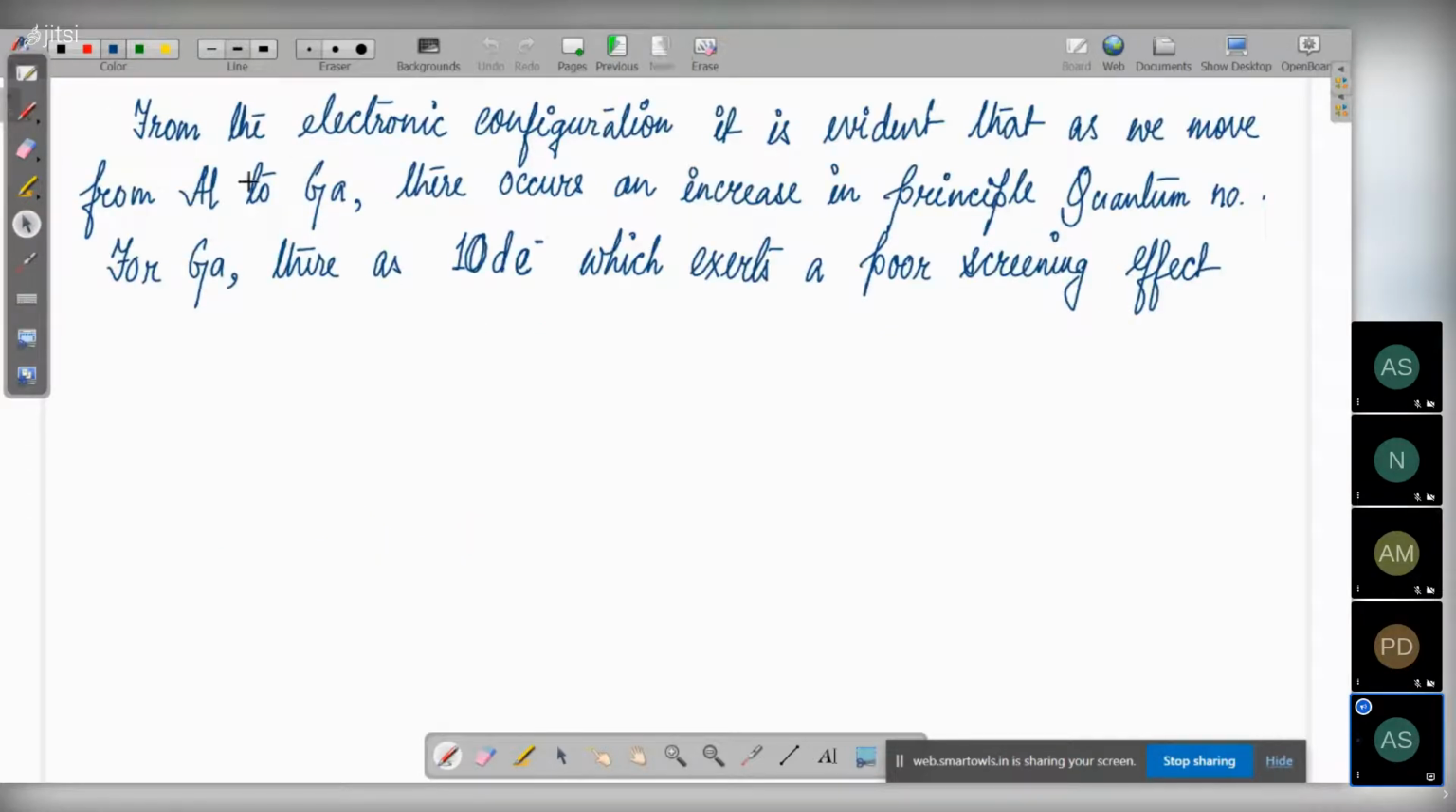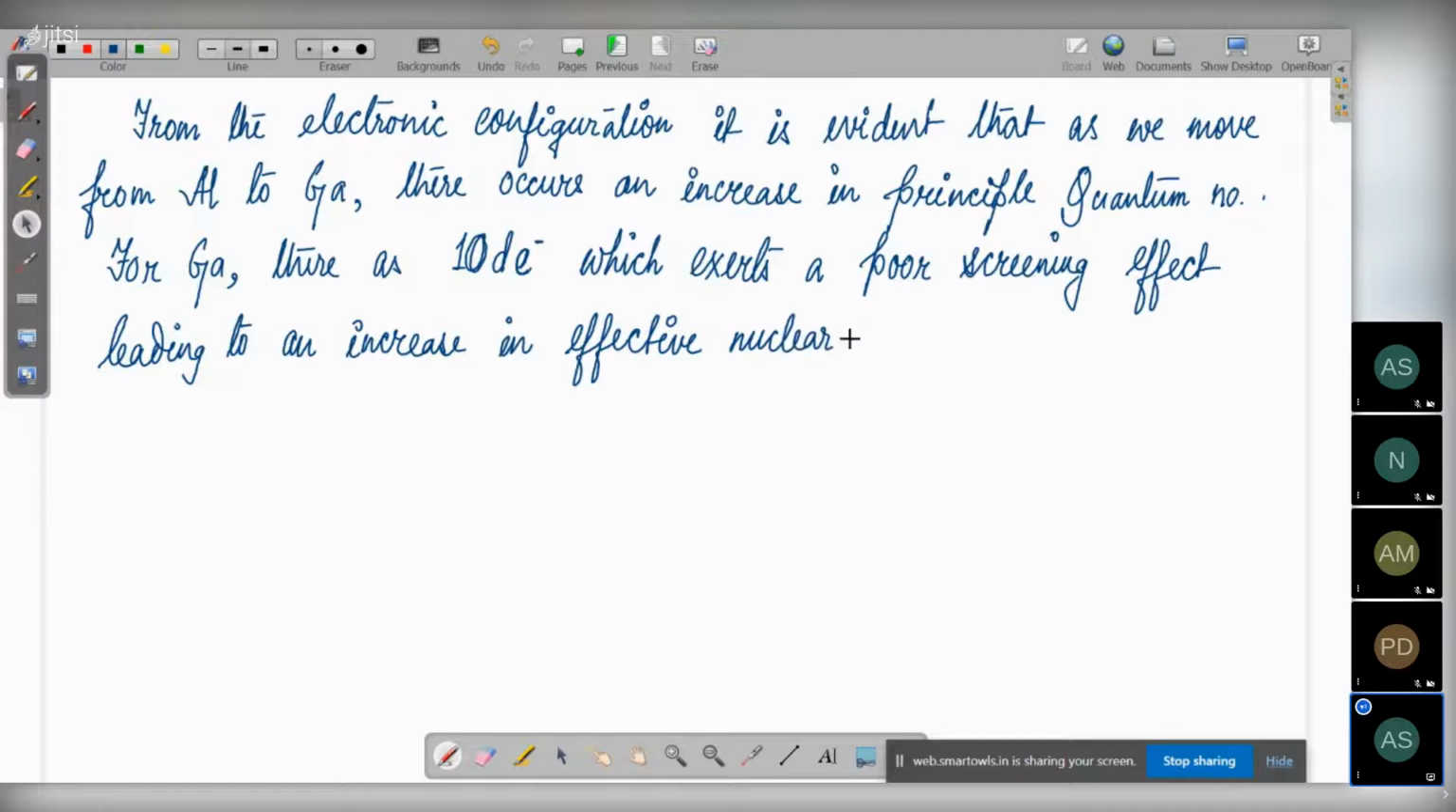leading to an increase in effective nuclear charge, and hence a decrease in size.